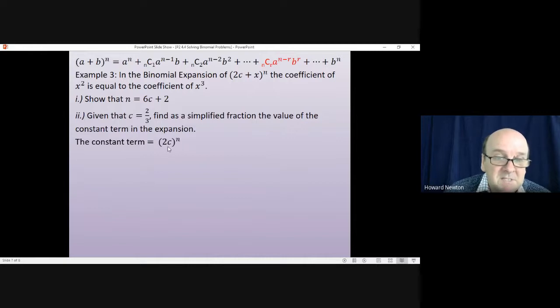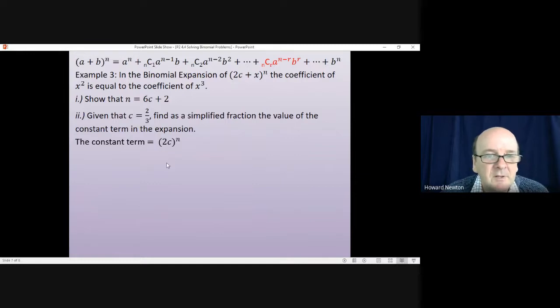I need to work out c, I need to work out n. Well, c, they've told me, that's 2/3, so I can substitute that in straight away. N I can calculate from part 1, because we've been told that n is equal to 6c plus 2. So I can calculate n, put everything into there, and then I can work out the constant term. There's very little going on here, so a lot easier than part 1. Have a go, see if you can do it yourself, then come back to me when you're ready.